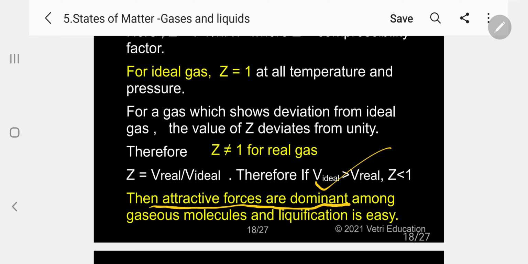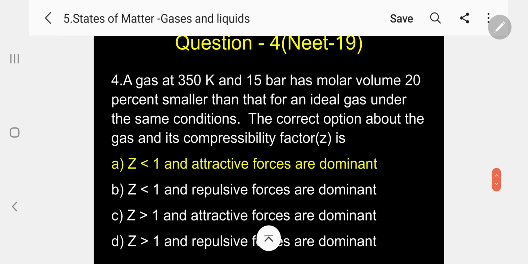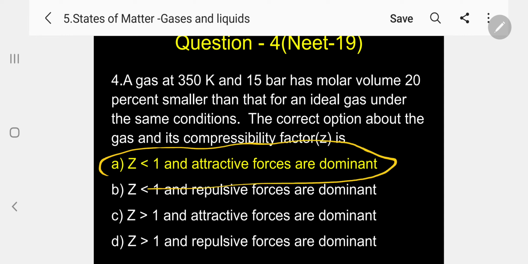Attractive forces dominate among gaseous molecules and liquefaction is easy. This is the answer for the question. So option A is the correct answer. Please follow, my dear students.